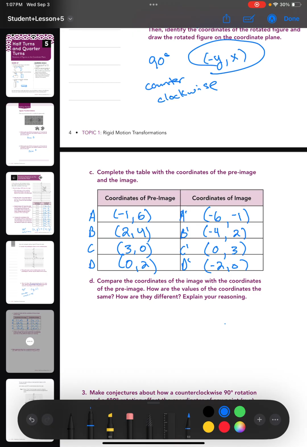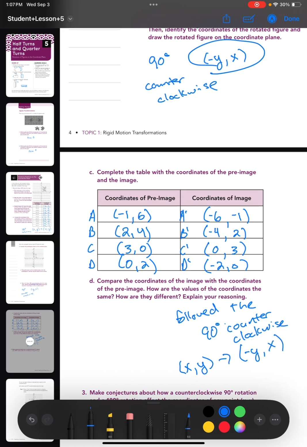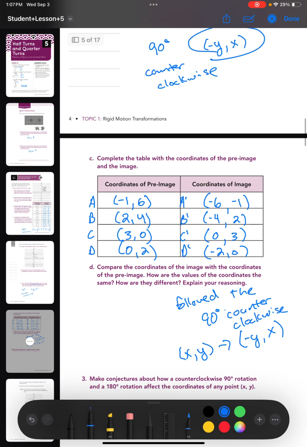So part D, compare the coordinates of the image with the coordinates of the pre-image. How are the values of the coordinates the same? How are they different? Again, it followed the 90-degree counterclockwise movement, where the point (x, y) becomes (-y, x). Okay, that will find your new coordinates anytime you need to rotate 90 degrees counterclockwise.